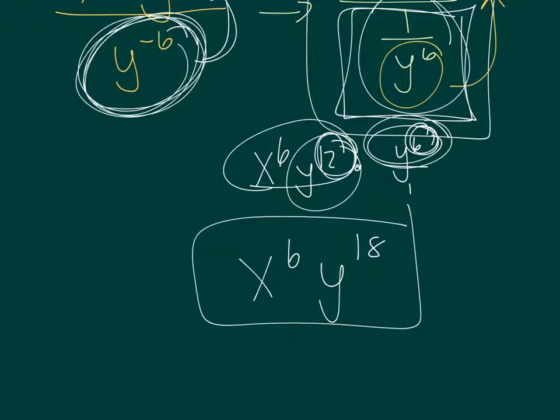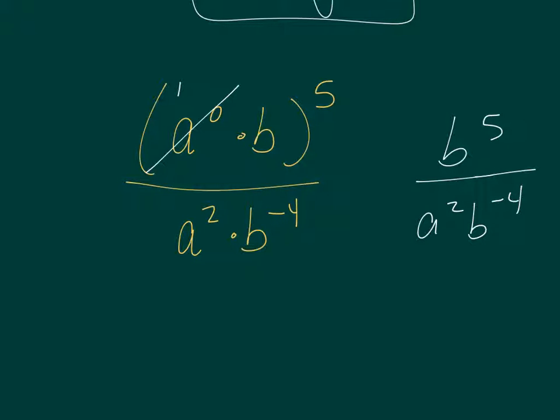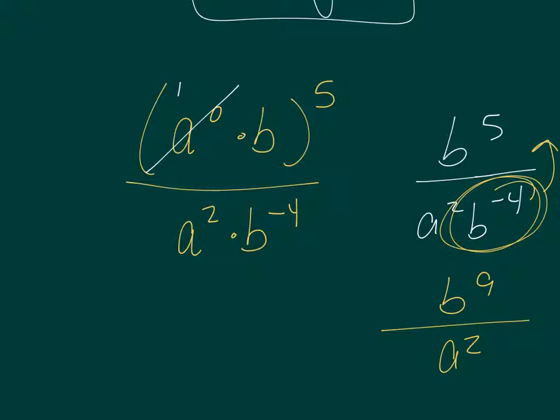Other exponent rules. Anything to the 0 is 1. Remember, anything to the 0. So something like this, right away, start by just crossing this off and putting a 1 in its place. Then we have b to the 5th over a squared b to the negative 4. And from the last problem, I'll remember, we'll just take the negative exponent and move it up. Leave the positive 1 down below. Take the negative 1, move it up. That becomes b to the 9th.